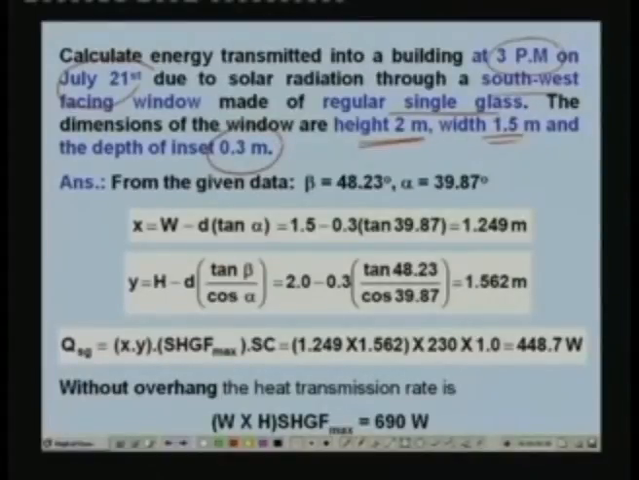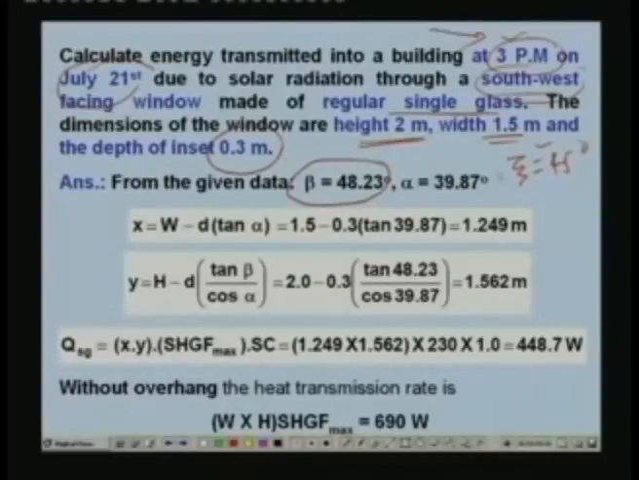Now from the given data, at 3 p.m. that means our hour angle is 45 degrees. For July 21st, you can calculate what is the declination, and it is facing southwest, so your wall azimuth angle zeta is 45 degrees. So, from the hour angle, zeta and declination, you can calculate the altitude angle, and if you do the calculation, you will find that the altitude angle works out to be 48.23 degrees.